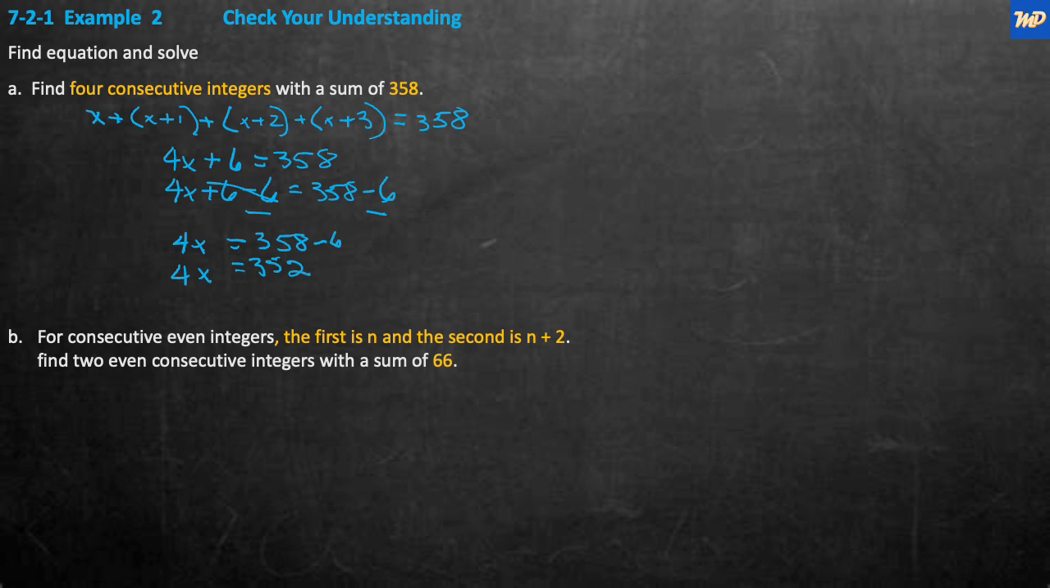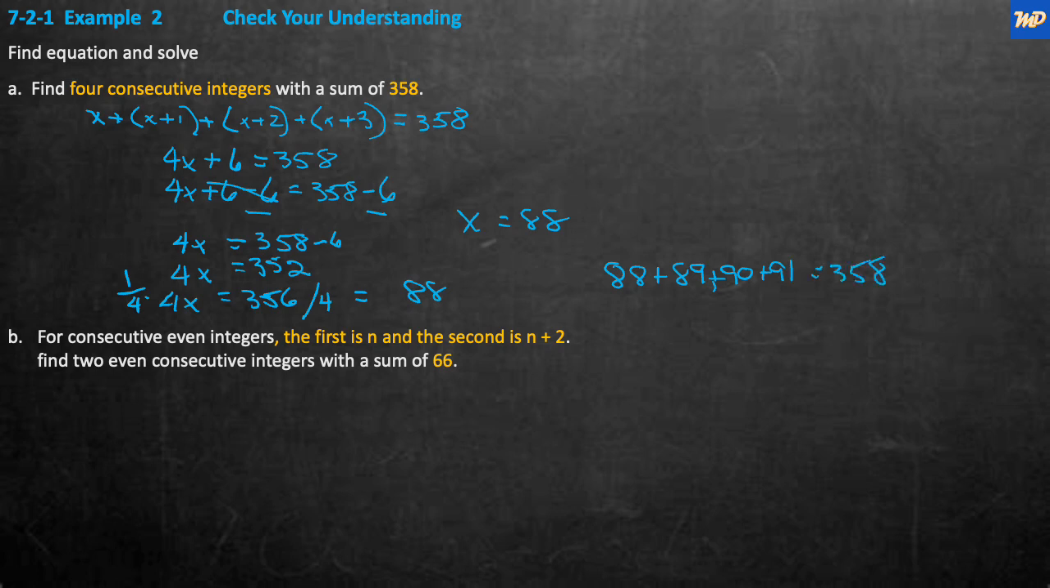So 4x is equal to 352, and we're going to multiply both sides by the reciprocal of the coefficient of the variable. So 1/4 times 4x is equal to 352 divided by 4, and that equals 88. So x equals 88. So if you take 88 plus 89 plus 90 plus 91 and add them together, you'll get 358.